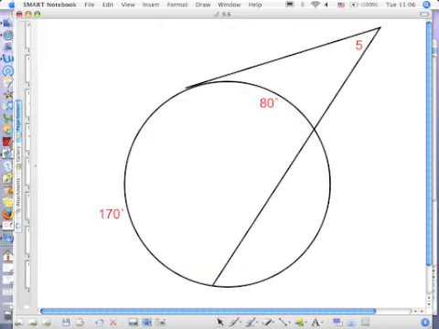Okay? Angle 5. Add or subtract, then divide. Subtract. Subtract 170 minus 80. 55. No, 45. And divide by 2. Not too bad, huh? So what is it? 45 degrees. Angle 5 is equal to 45 degrees.